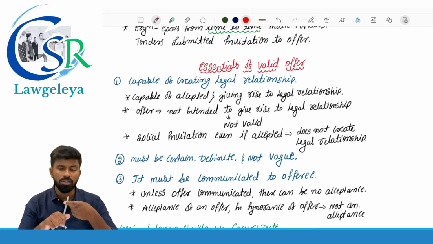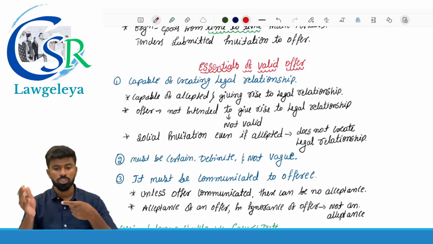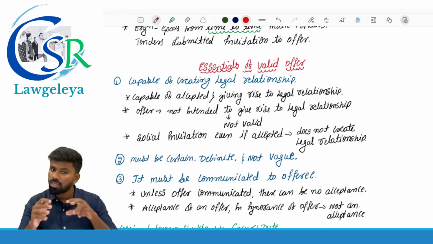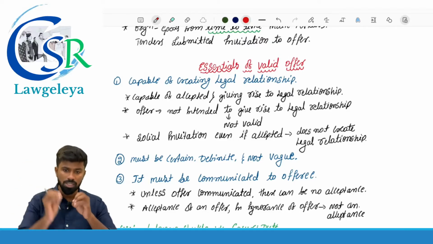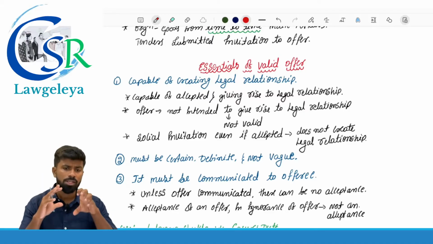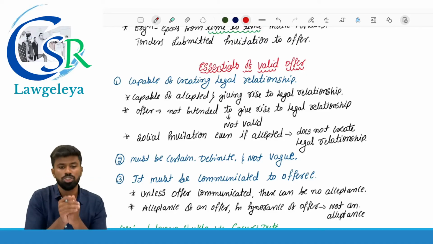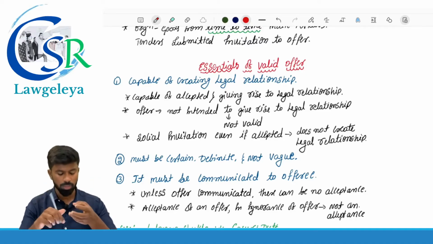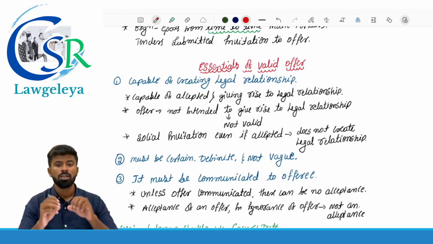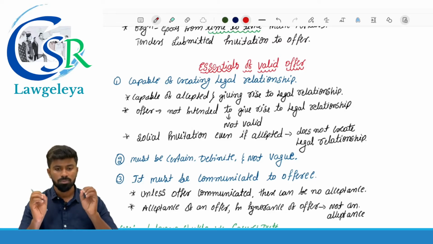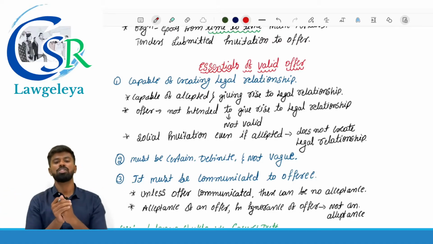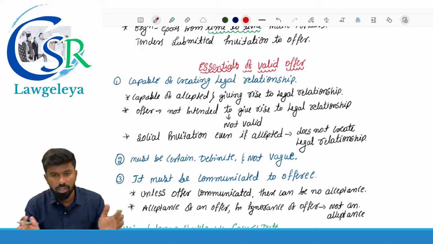So in case of social invitation, there cannot be a legal relationship. Why? Because social invitation is not capable of creating what relationship? A legal relationship. So social invitation, even if it is accepted, does not create a legal relationship. So these are the key words to be remembered to write answers for intention to create a legal relationship in case of offer. What is that? Offer should be capable of being accepted and giving rise to legal relationship. If the offer is not intended to give rise to the legal relationship, then it is not valid. And social invitation, even if it is accepted, does not create any legal relationship.